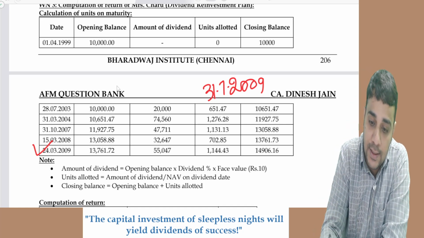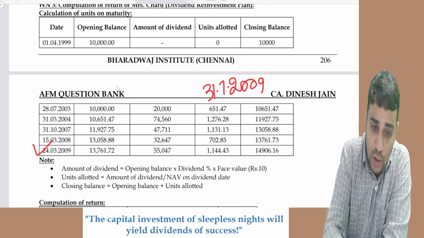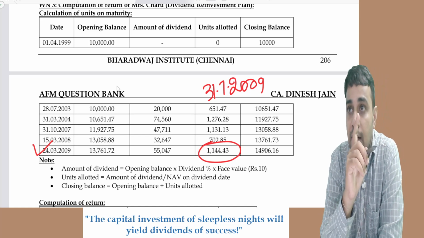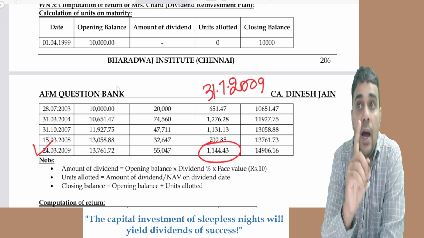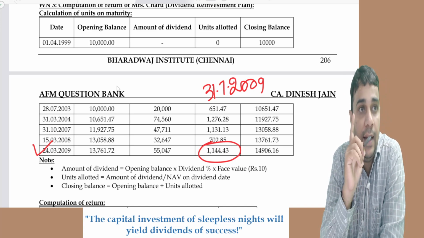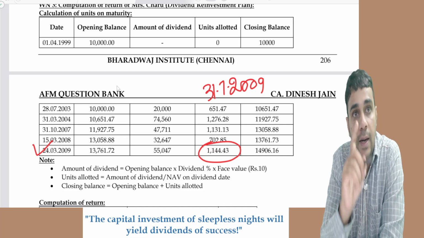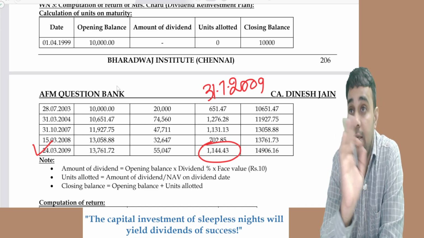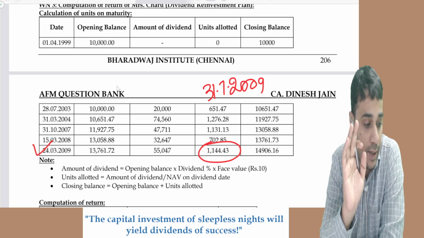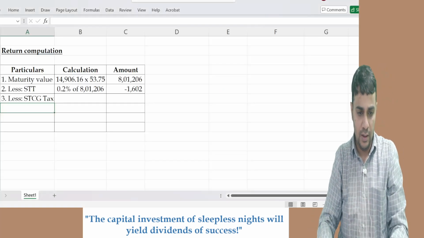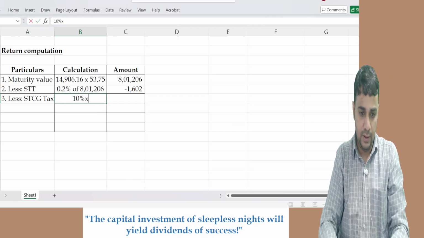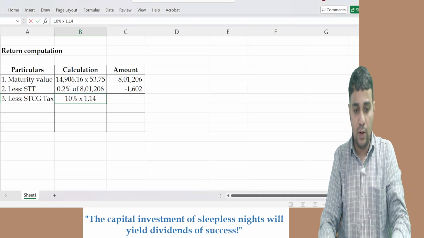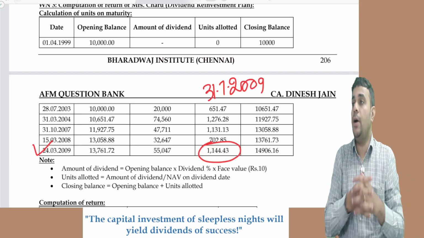How is the capital gain calculated? Whatever was the NAV on the date of allotment, for dividend reinvestment, is the purchase price. What is the selling price? 53.75. No STT deduction, no securities transaction tax deduction. So now write capital gain: 10% into 10% into 1144.43. This number you will get if you do the entire table.